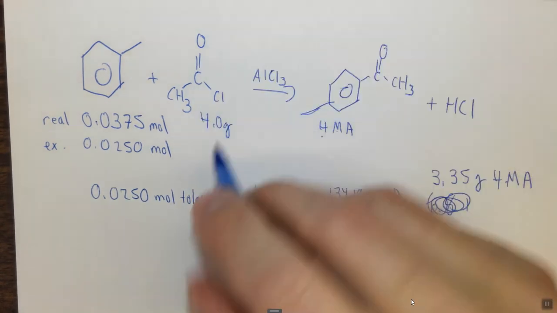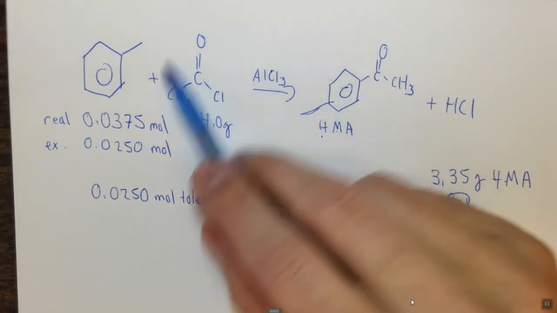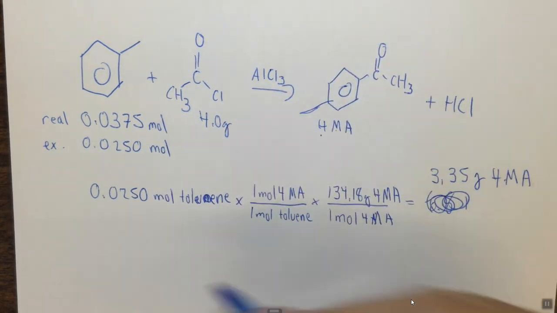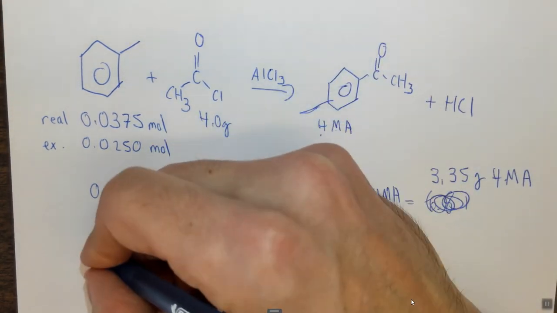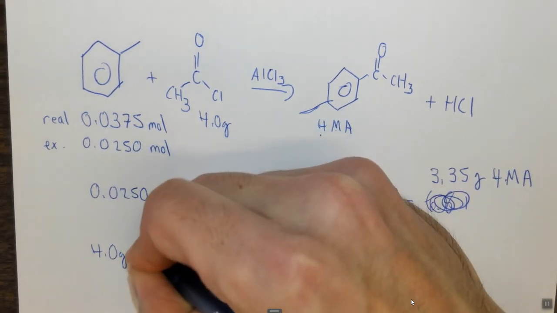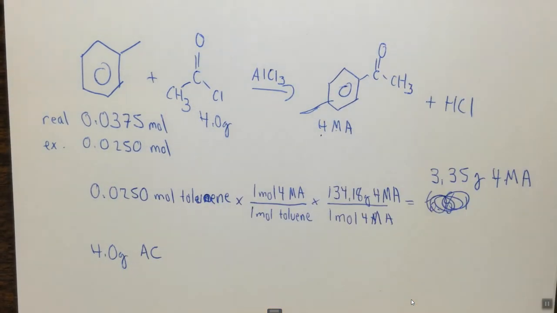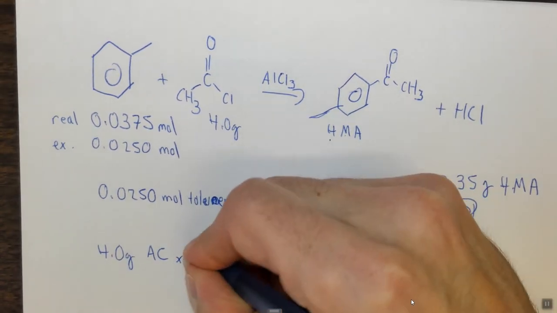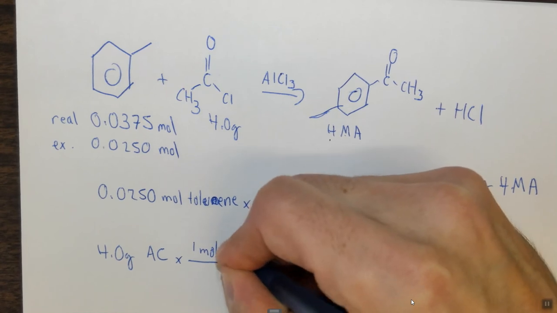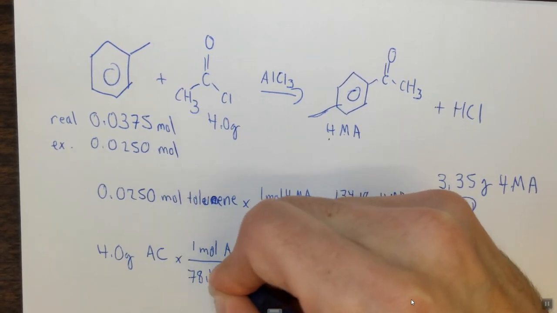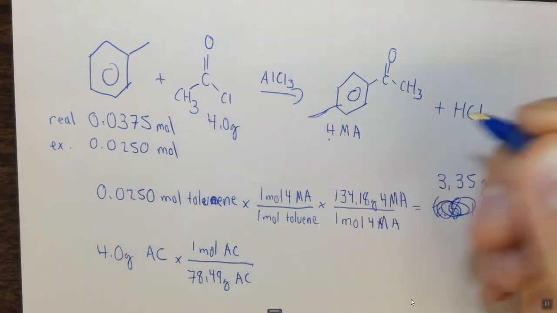So now let's do it for acetyl chloride, which is not the limiting reagent. This is the limiting reagent, so this will end up being the theoretical yield. So if we start with 4 grams of acetyl chloride, I'm going to call it AC just for short, we need to convert that to moles. Well, for every 1 mole of acetyl chloride, it has a mass of 78.49 grams of acetyl chloride.